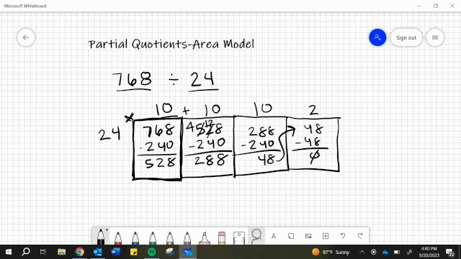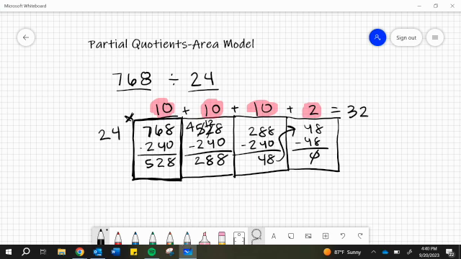Now these are my partial quotients. The 10, this 10, this 10, and this 2 are partial quotients. They are part of the entire answer. Now I add them to give me the whole quotient. 10 plus 10 plus 10 plus 2 gives me 32.